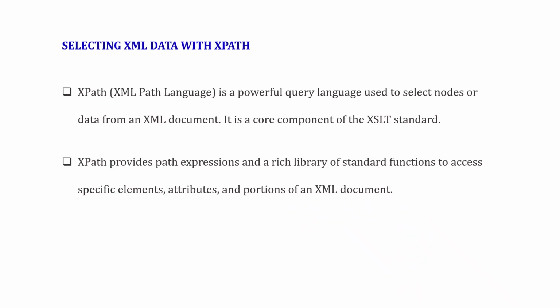Selecting XML data with XPath. XPath is a powerful query language used to select nodes or data from an XML document. It is a core component of the XSLT standard. XPath provides path expressions and a rich library of standard functions to access specific elements, attributes, and portions of an XML document.